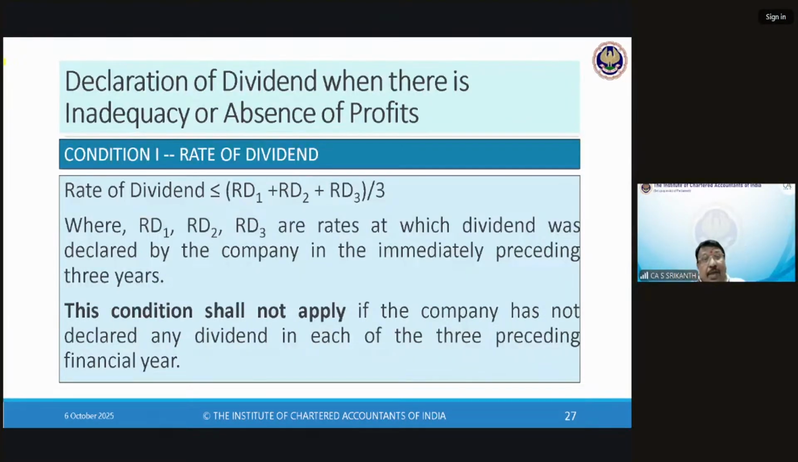Whereas here, in case in 1 year you have not declared the dividend, or in each of the 3 years you have not declared, or in 1 year you have not declared also, this condition shall not apply. Straight away you skip and move. But if you have declared dividend in the last 3 financial years, then the rate of dividend to be declared by you shall not exceed the average rate of the immediately preceding 3 financial years.